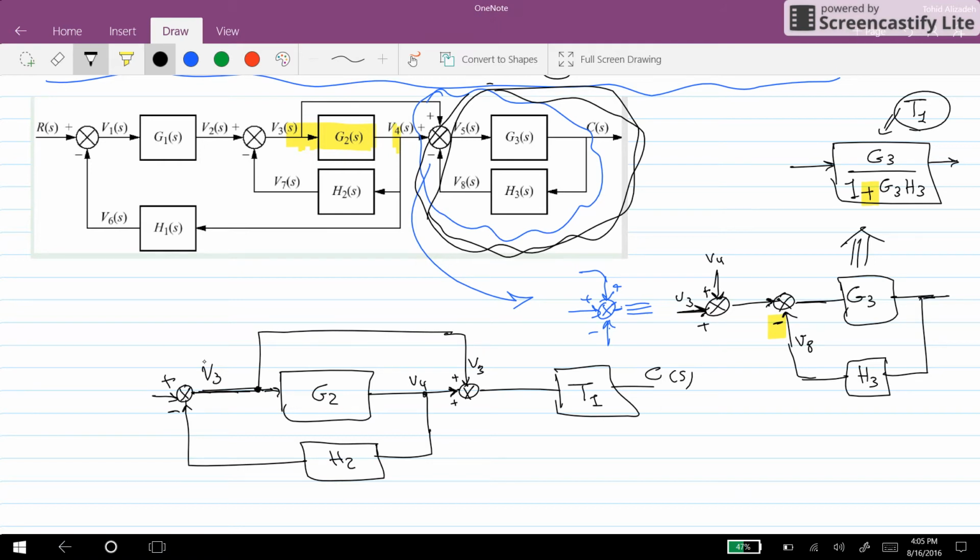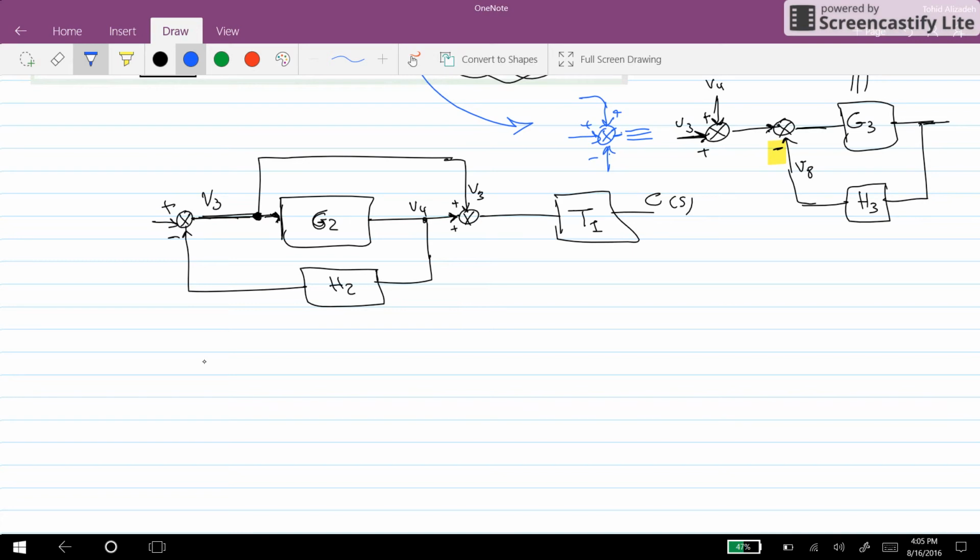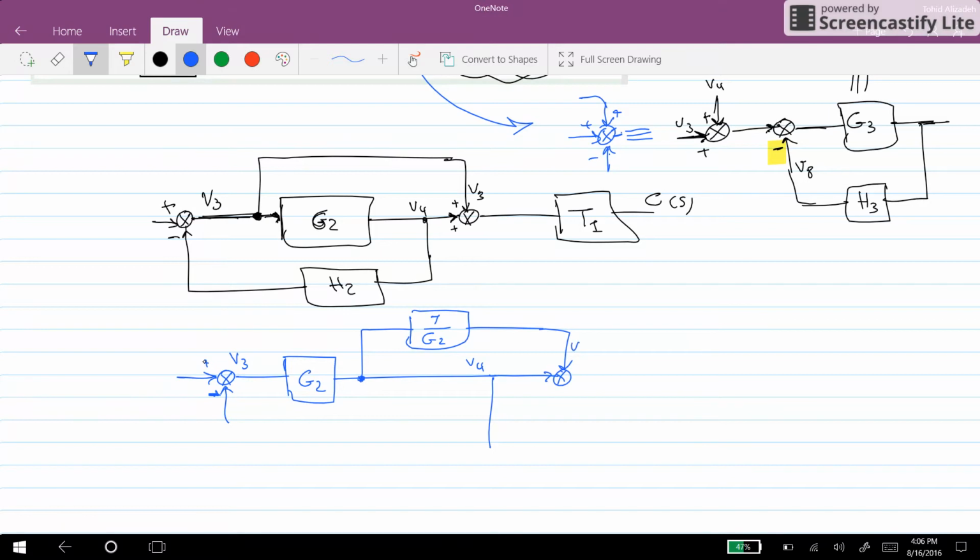So what I can do here is that I will move this G2 before this branch point. How can I do it? It's somehow straightforward. I will redraw it with plus and minus signs here. We have V3, then G2 will appear here. We will have V4, and if I have the branch point here, now I need to have 1 over G2 to have V3 here. And H2 is already located in the feedback path.